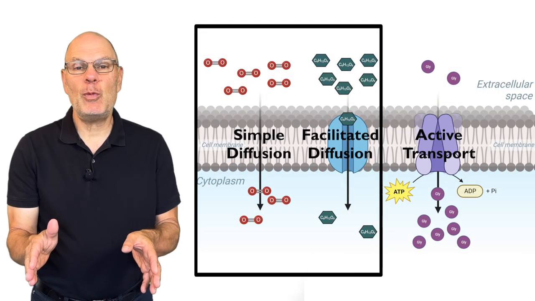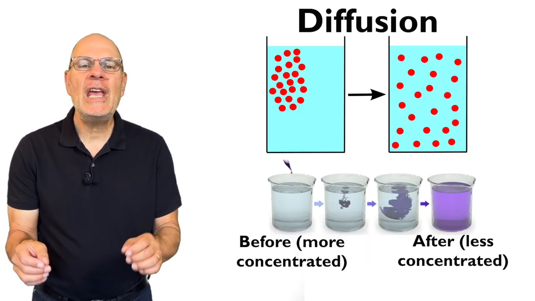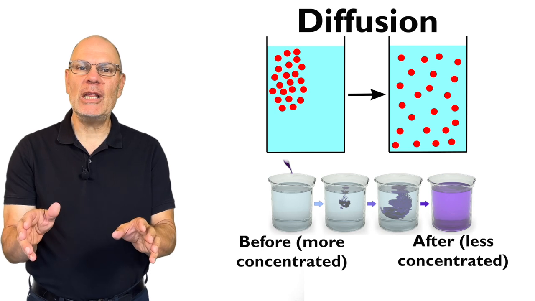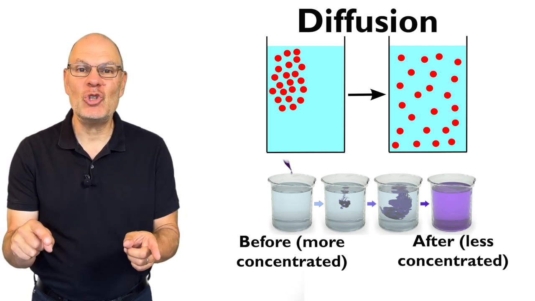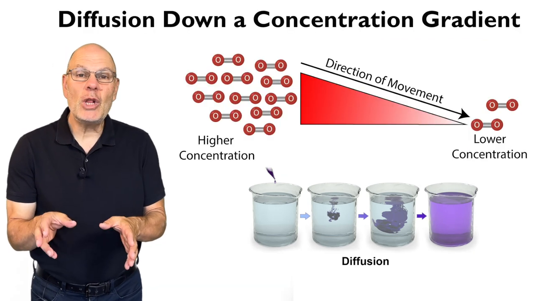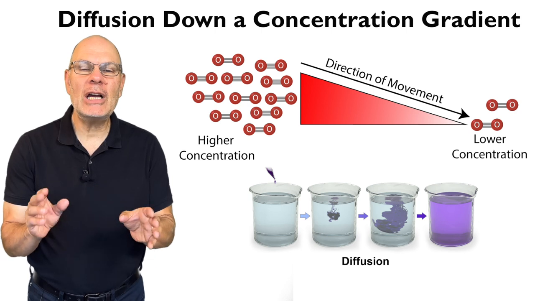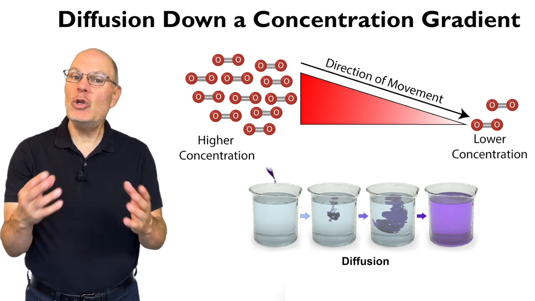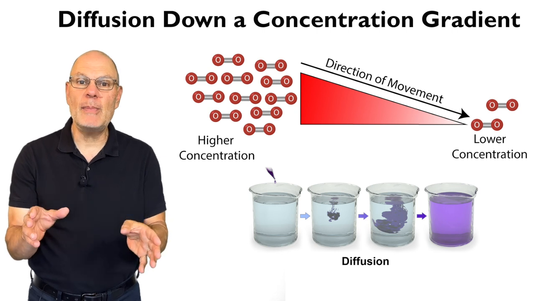Two of these transport mechanisms have diffusion in their name. What's diffusion? It's the random movement of molecules from where they're more concentrated to where they're less concentrated. A good way to visualize diffusion is to imagine that substances are diffusing down a concentration gradient. You don't need to add any energy, it's just based on the random movement of these molecules.